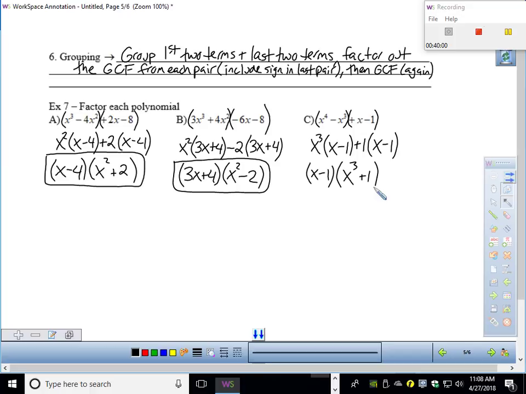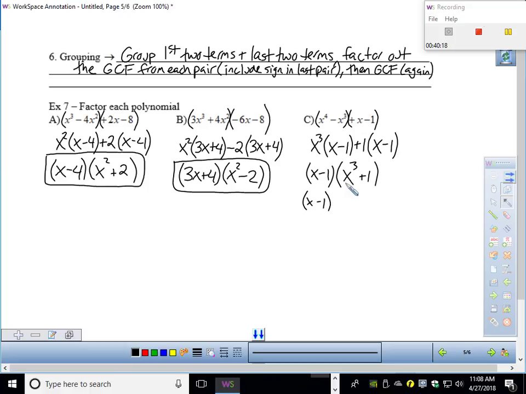So I pull out x minus 1 from each, and as a result, should get x cubed plus 1 left over. Now before I box this one up, it's a good little reminder about factoring. Always look to see if you can factor further. So x minus 1 is good. I'm going to bring that on down.